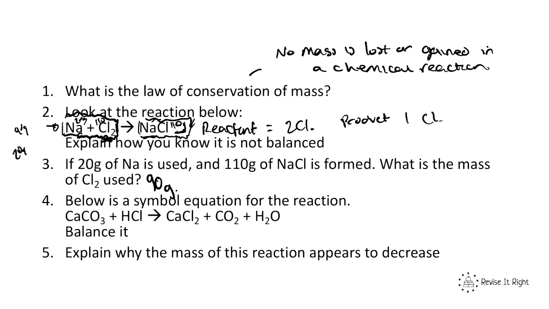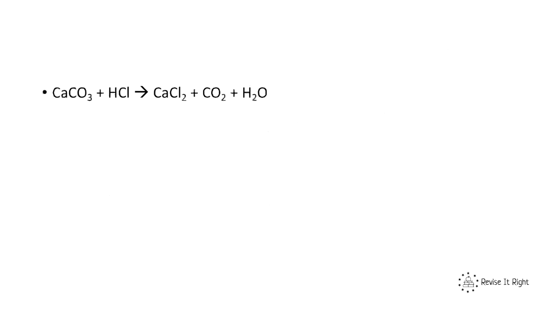Question 4 below is a simple equation for the reaction. Calcium carbonate plus hydrochloric acid produces calcium chloride, carbon dioxide, and water. Balance that equation. So what I've done is I've written that equation out here, and we're going to balance it. If you don't know what I'm doing right now, please go back and watch that balancing equation video where I explain it in more detail.